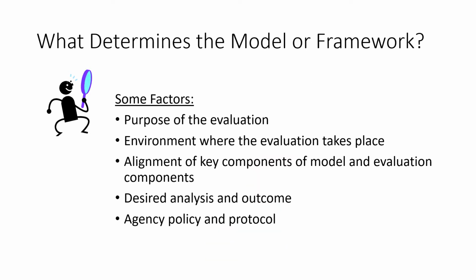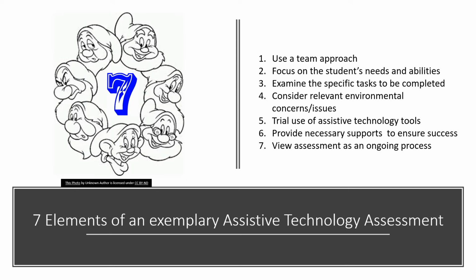What determines the model or framework? Consider some of these factors. Assistive technology assessment can vary from district to district and agency to agency and state to state. The field of AT is enriched by the development of several models to guide the assessment process. Regardless of the model you select, it must contain these 7 essential elements. Let's take a look at them.